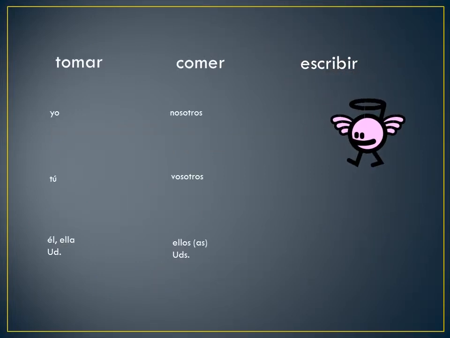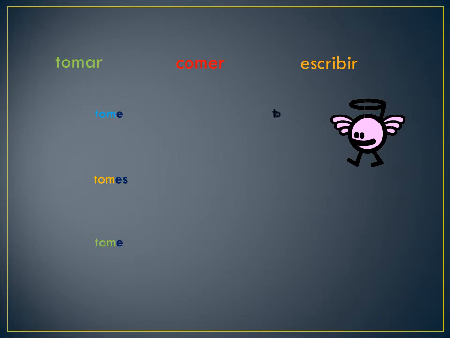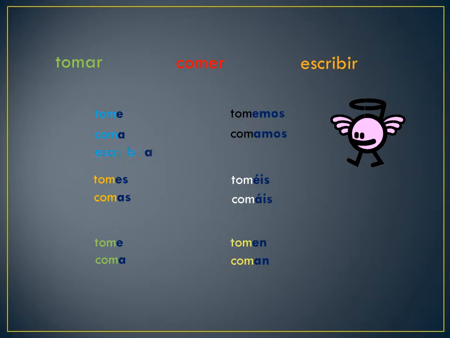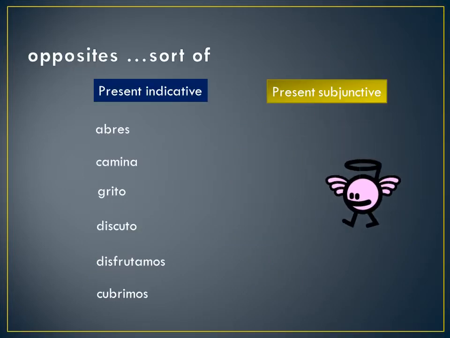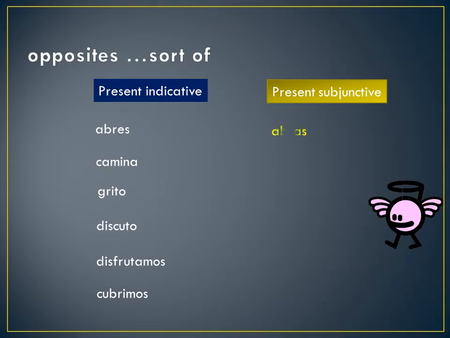Okay, let's fill in our conjugation chart with these three verbs, an AR, an ER, and an IR infinitive. Notice the little angel there. That means these verbs follow the rules. Putting them side by side, if you're comfortable conjugating in the present indicative, it ought to be a snap to conjugate in the present subjunctive.